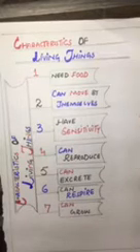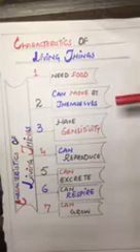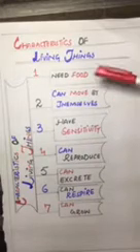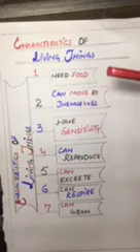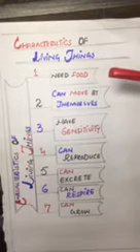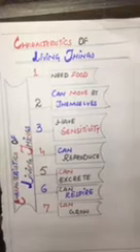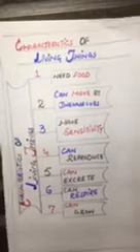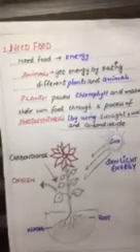If these characteristics are present in a thing, it means that thing is a living thing. If these 7 characteristics are missing in a thing, it means that thing is a non-living thing. So now we have to discuss the characteristics of living things one by one.